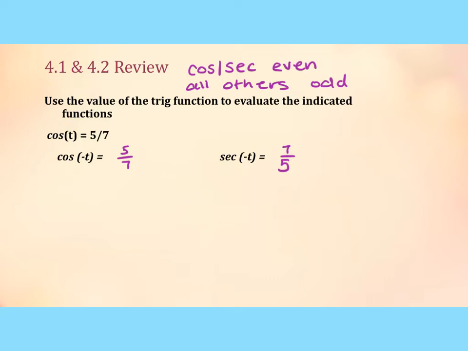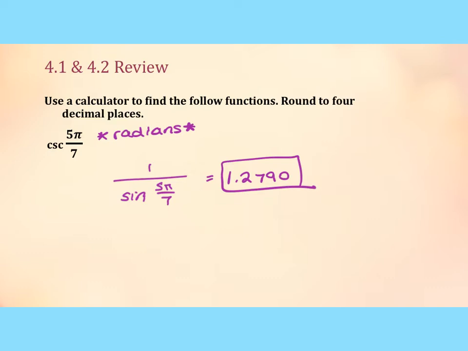Sine and tangent, and then their reciprocal functions, right? So if I had given you that the sine was 5/7 and then the sine of negative t, you would change the sign on it. Questions on that one? Okay, then came the calculator.